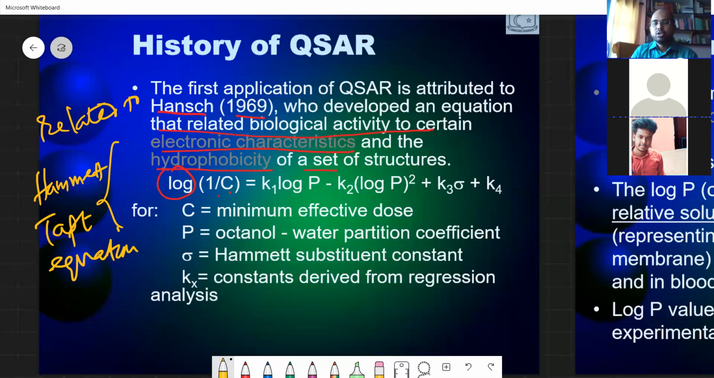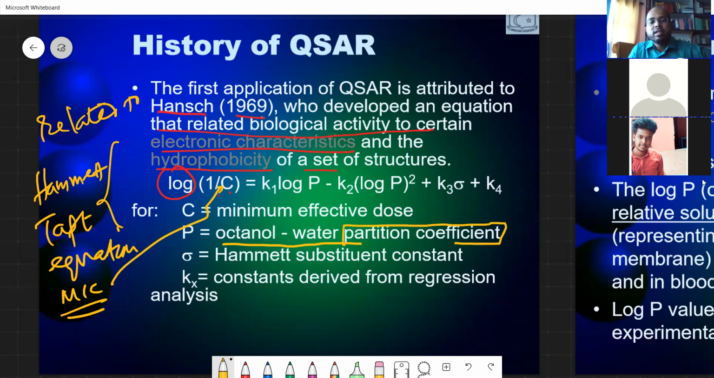C is concentration. I think I told you about IC50, inhibitor concentration 50, the amount in milligrams of concentration of chemical required to inhibit the infection. In the last session, we saw how we put it in the bacterial dish, right? What is the concentration that is required to kill bacteria? Simple. That is called the MIC, minimum inhibitory concentration. That C is what is being given there, equal to log P. P is the partition coefficient, which you have done in your third-year BSc experiments, and sigma is the Hammett substitution constant. Kx is the constant derived from regression analysis.